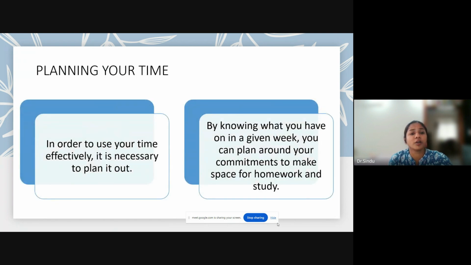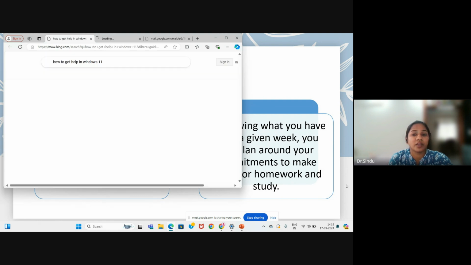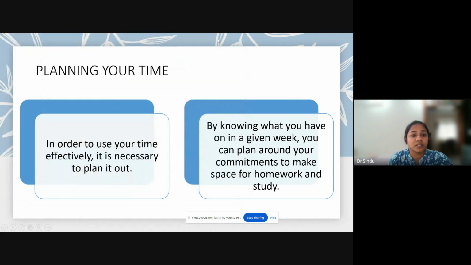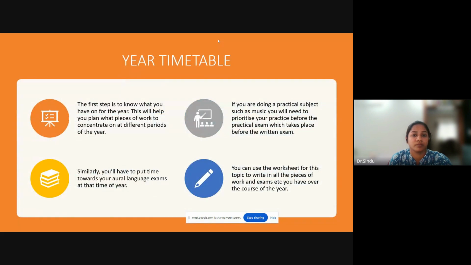So how are you going to plan your time? In order to use your time effectively, it is very necessary to plan it out by knowing what you have in a given week. You can plan around your commitments to make space for homework and study. So like that, you have to prioritize your planning of your time.